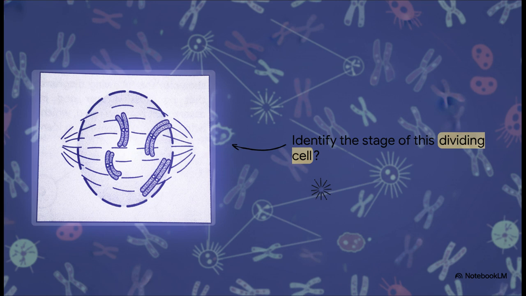M for middle, right? Also, take a look at the poles. Notice the presence of those radiating asters? That tells us immediately, without a doubt, that we are looking at an animal cell, not a plant cell. Understanding how to spot these specific visual cues is your key to scoring maximum marks.